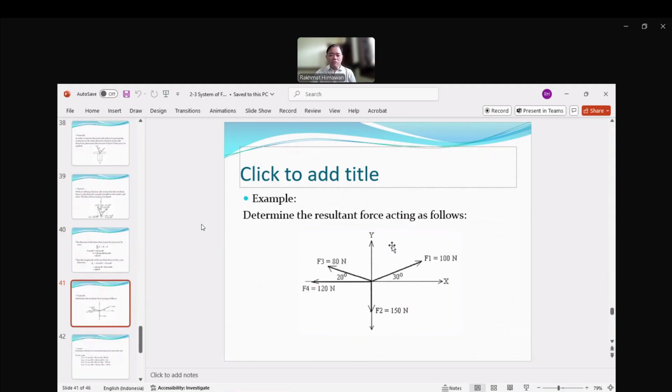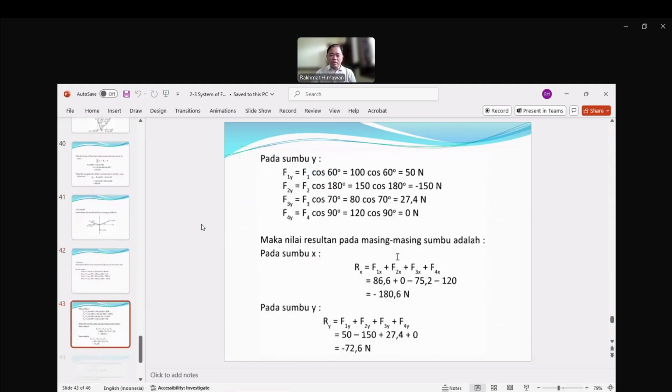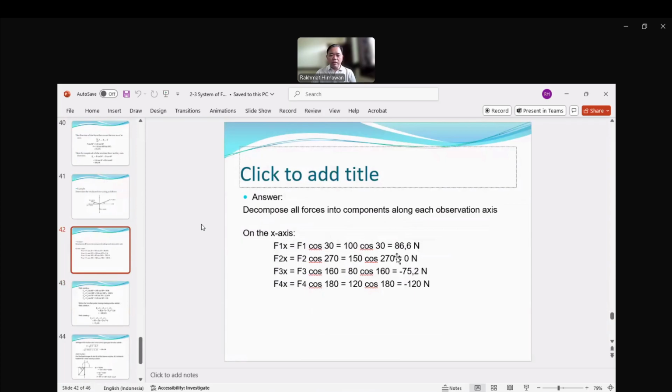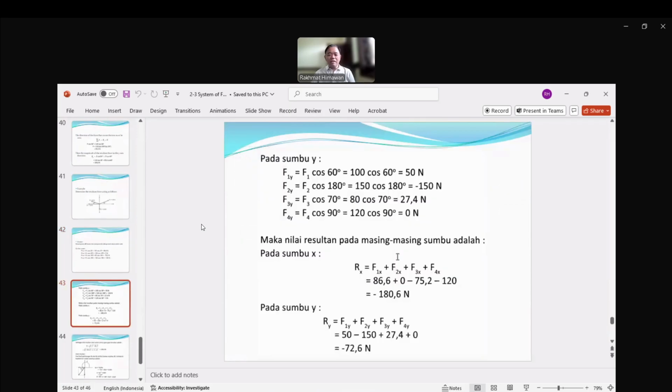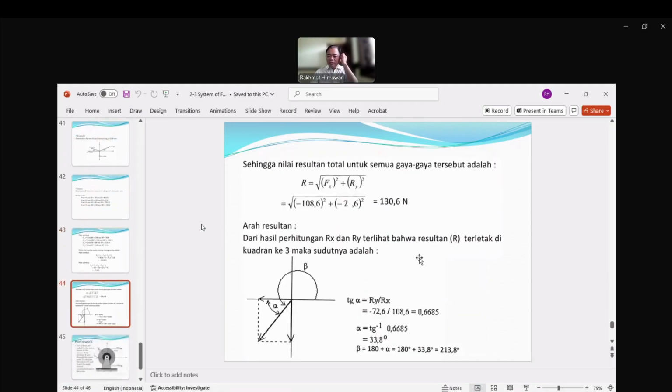Like this also, we learn about this, how to decompose into x and y axis and just add everything and find out what the R is. The R could be not zero if it is not in equilibrium. That means using this, we have R which is 130.6 Newton in this direction, I think.